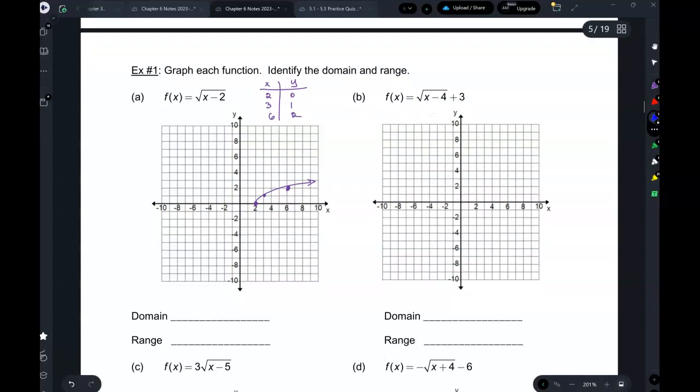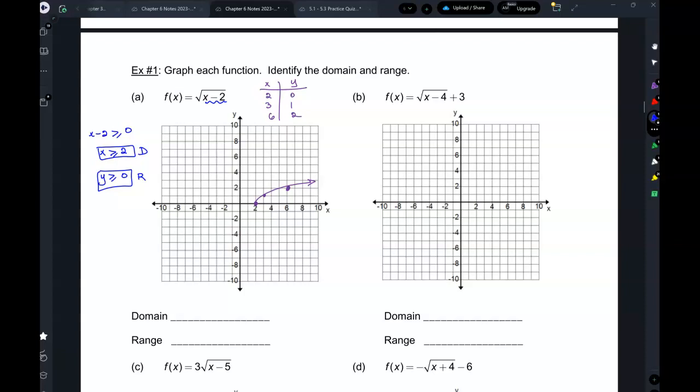To find the domain, you should be able to find the domain without even having graphed. What you do is you take this x minus 2 and say it's greater than or equal to 0. x is greater than or equal to 2. This is the domain. Now, is there a vertical shift here? No. So it starts at y equals 0. The range will be y is greater than or equal to 0. All right. Let's take a look at the next one.